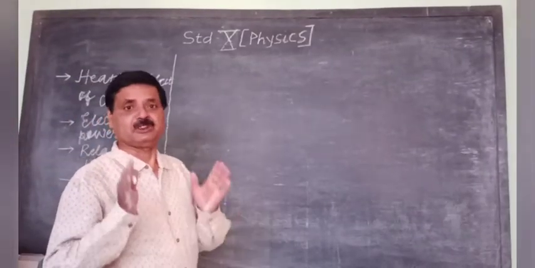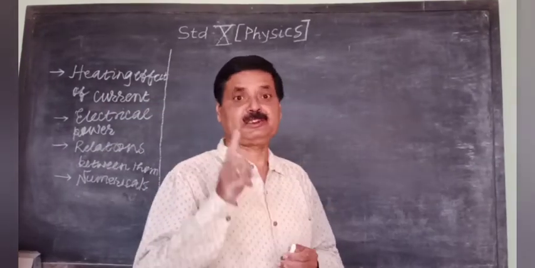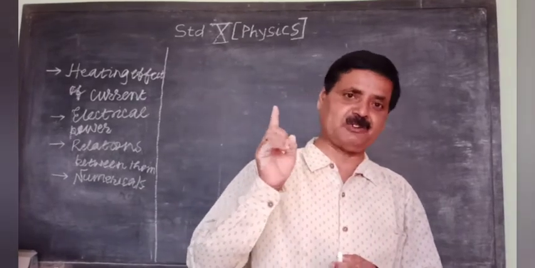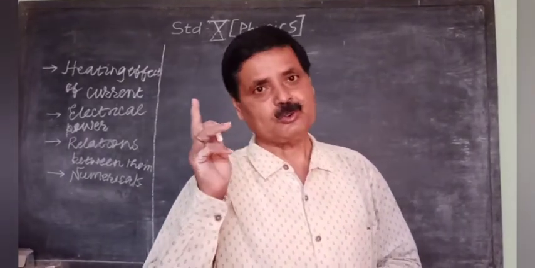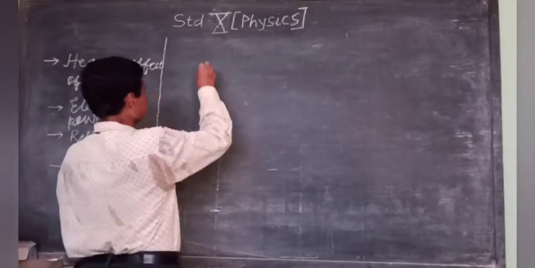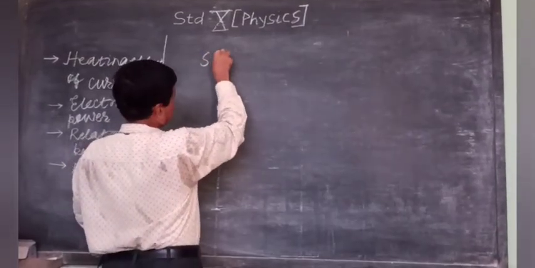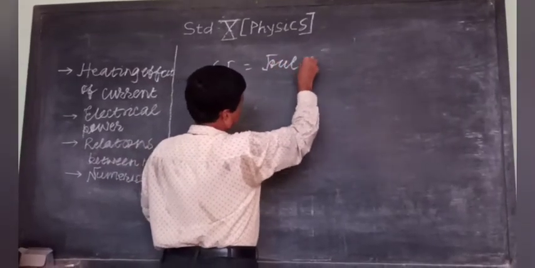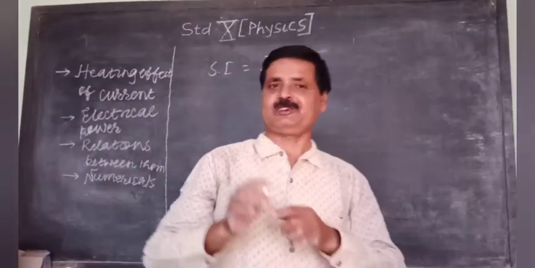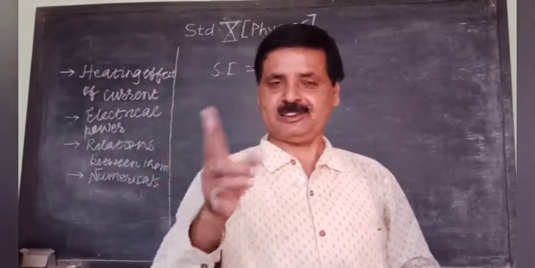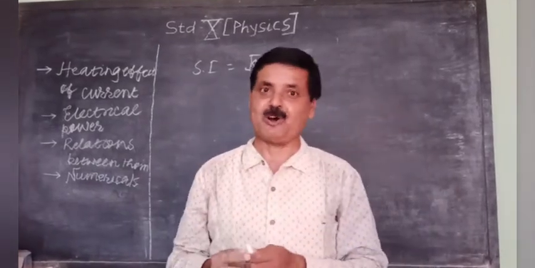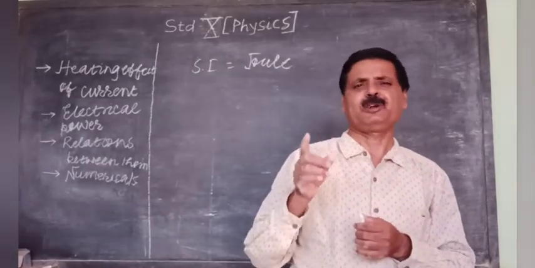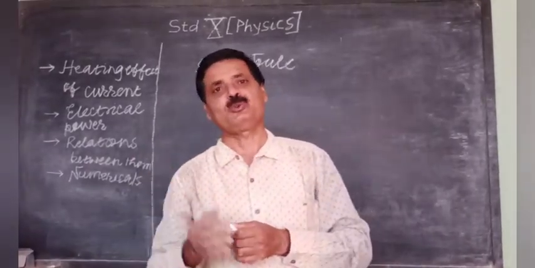SI unit of heat. Heat is a form of energy. What is the SI unit of energy? You are familiar with the SI unit of energy. That was Joule. So the SI unit of heat is equal to Joule. It can be written in so many forms. Calorie is also a unit. Calorie and Joule, there is a relation. 1 calorie is equal to how much Joule? 4.2 Joule. Actually it is 4.18. We can write 4.2 Joule.